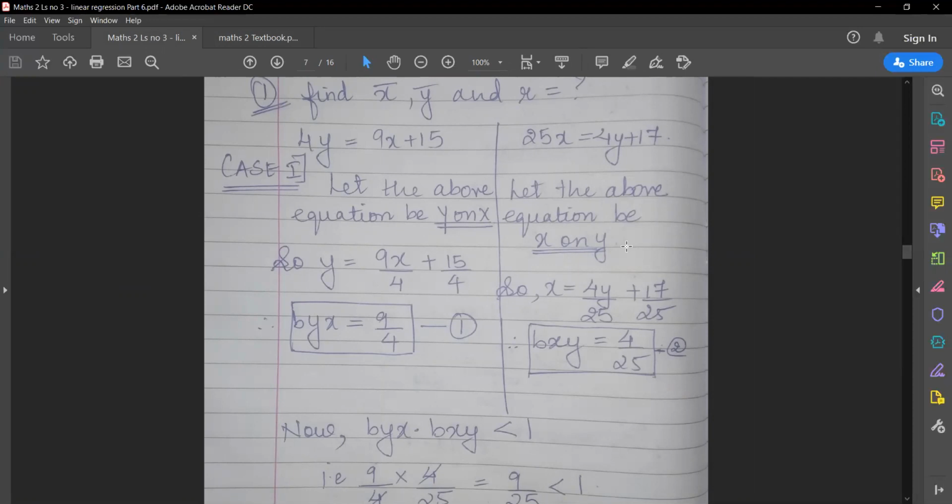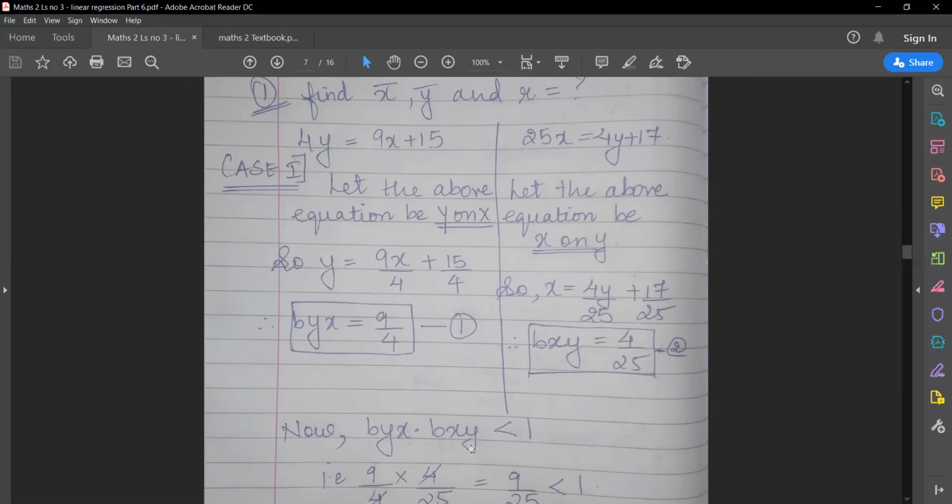This is assumption based. Then remember the condition which I taught you all: byx into bxy should be less than 1. That is, the product of both the regression coefficients should be less than 1. If your condition is satisfied, then your assumption is right. If I assume this and I don't get the product to be less than 1, then we can move on to case number 2. And what is case number 2? Assuming the opposite. That is, you can assume this as x on y and this to be y on x. Out of these, any one case will satisfy this condition.